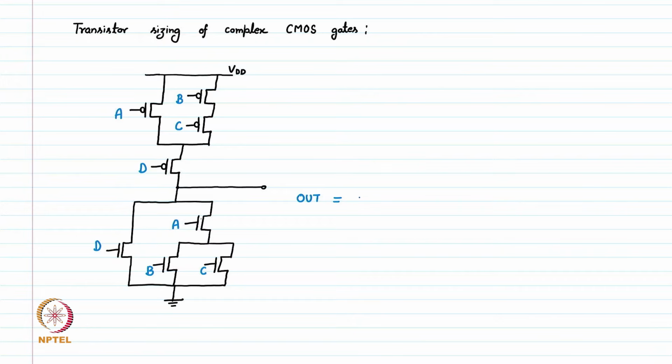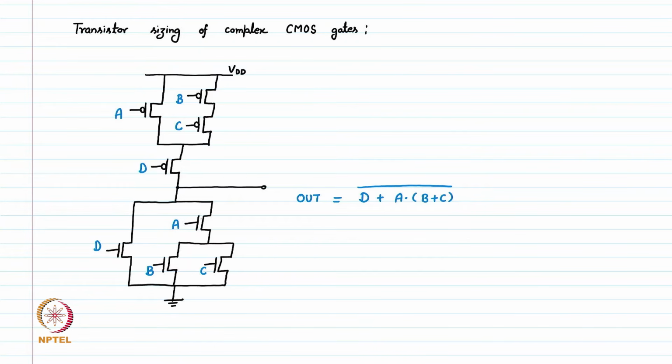is D plus A into (B plus C), whole bar. This is the implemented function of this complex CMOS gate.